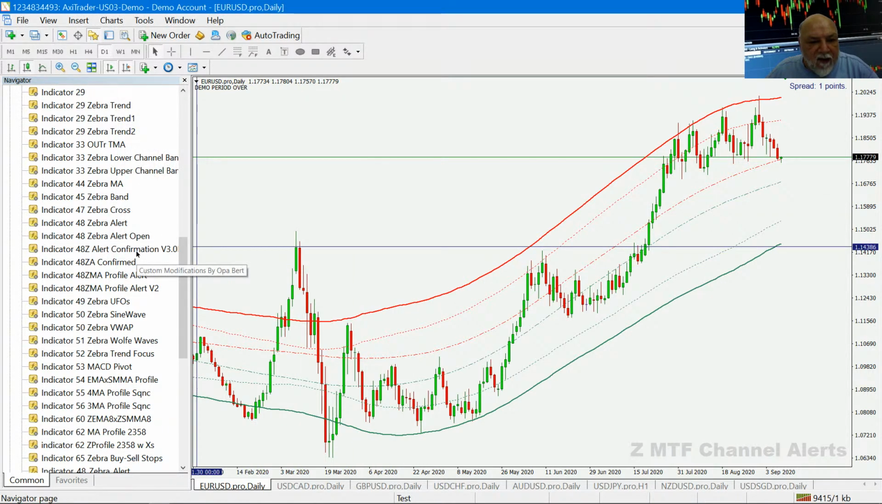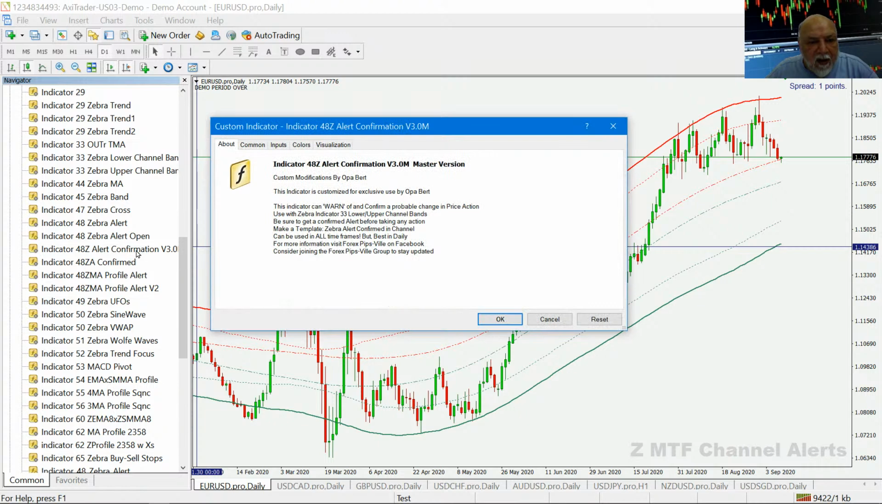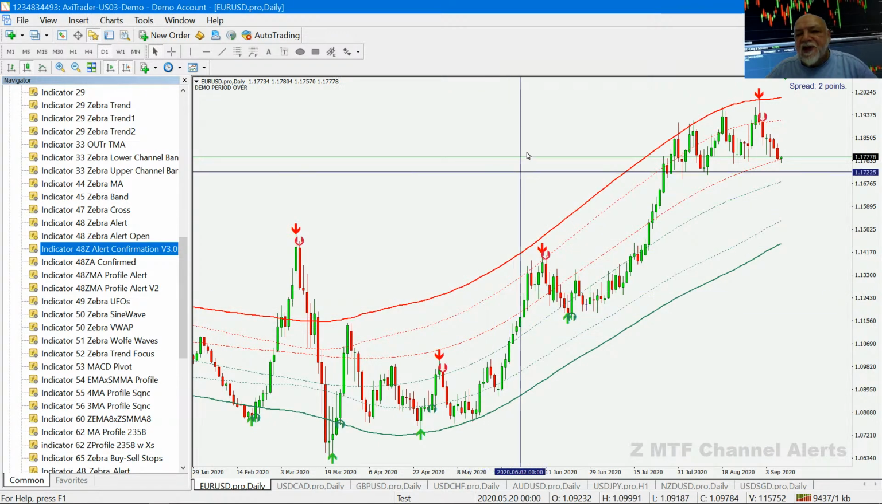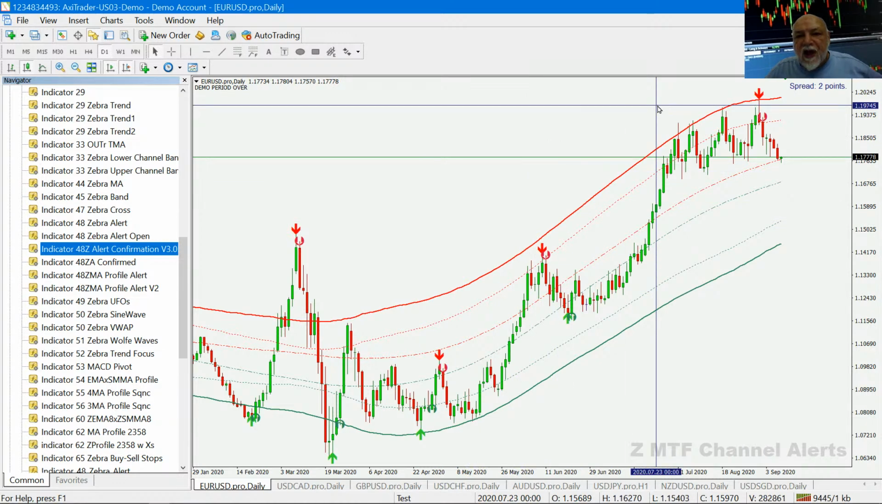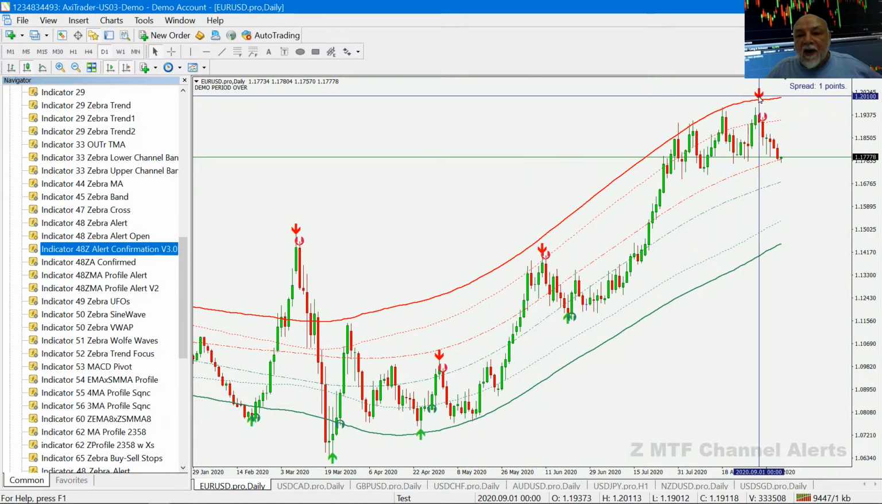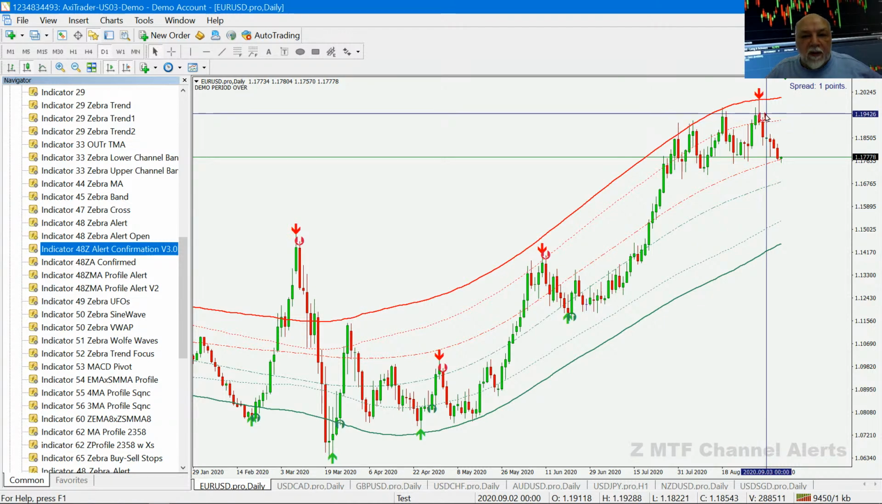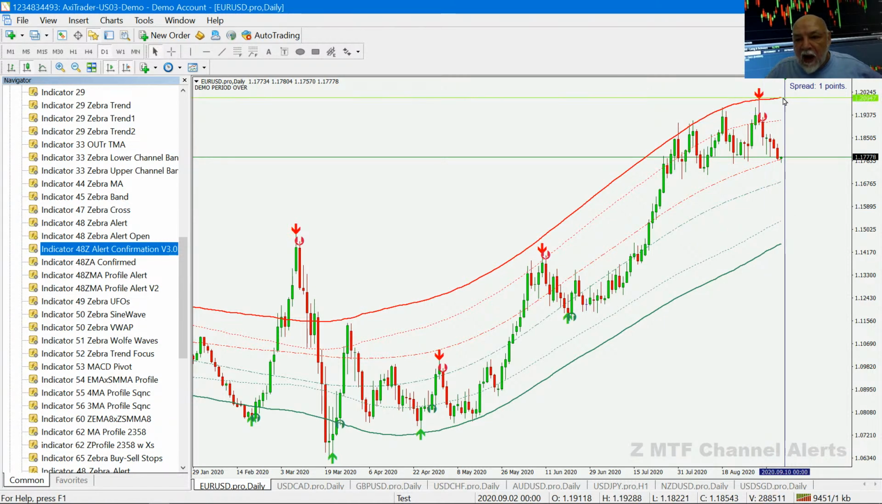And I've created the alert with confirmation. So there you see, now I've got an alert and a confirmation. Wow. However, when I look at the channel trend on the daily, I see what?